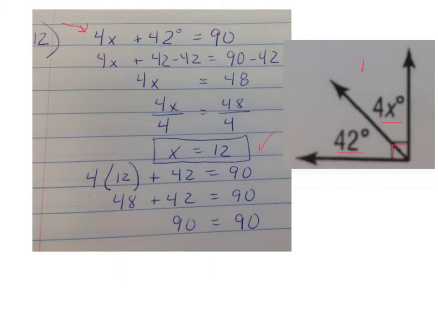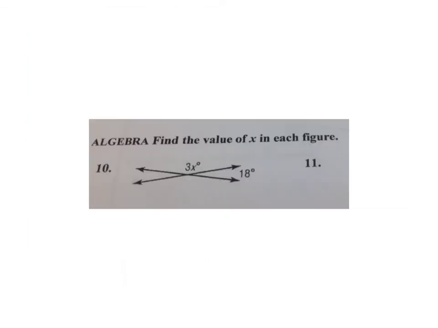So that's how you do it if it's a 90-degree angle. Whatever the angles are within the 90 degrees have to add up to 90. Next, we'll look at one that adds up to 180. In this drawing, we know that 3x and 18 degrees have to add up to 180 because this right here is a straight line. And we know that a straight line, also called a straight angle, has to equal 180 degrees.